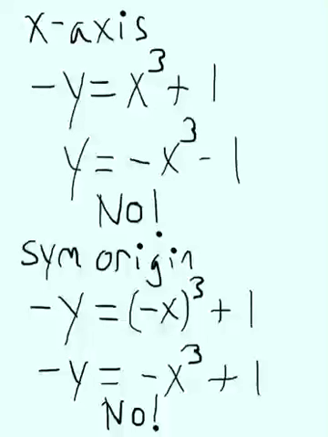Now don't be too shocked that it doesn't have any. Most things that you can just randomly draw probably aren't going to have any of those symmetries. So don't be too shocked if you run into an example or a problem or two where you don't have any symmetry. Questions?